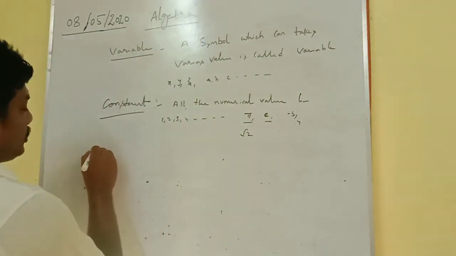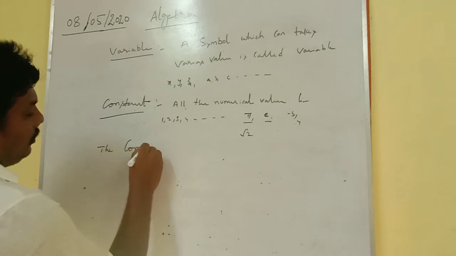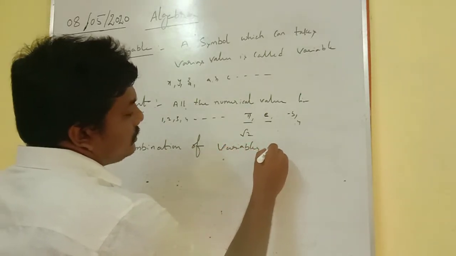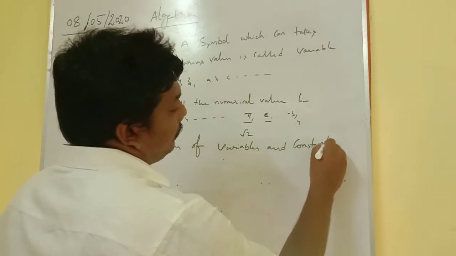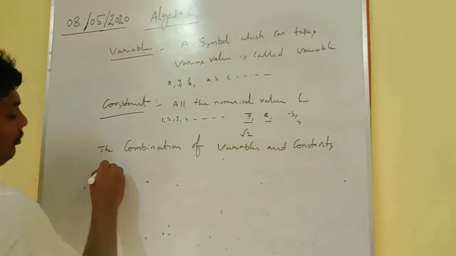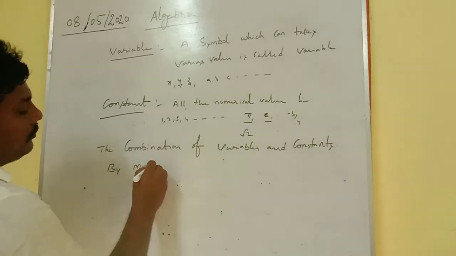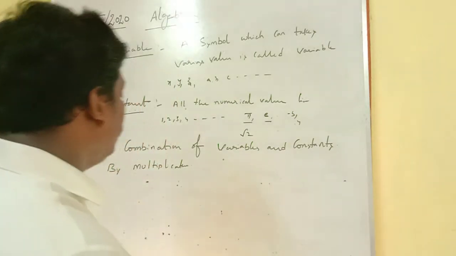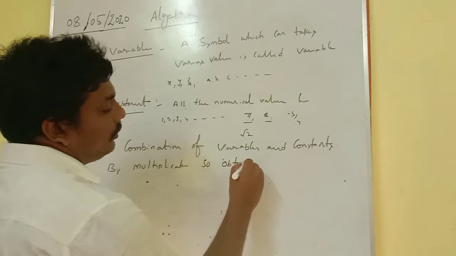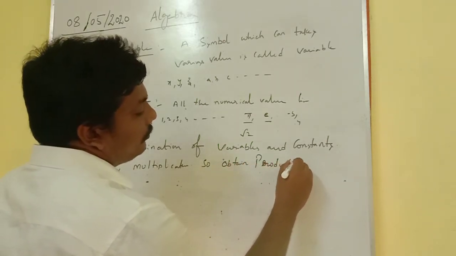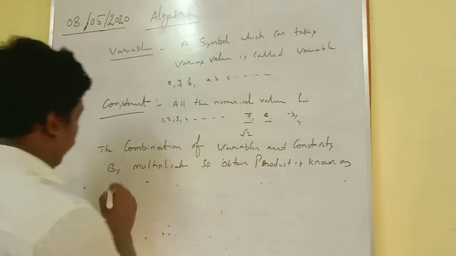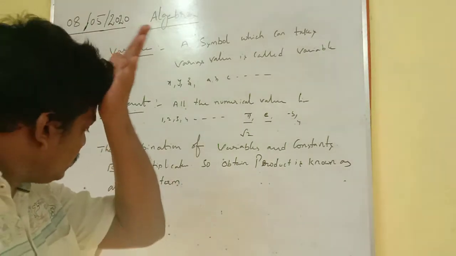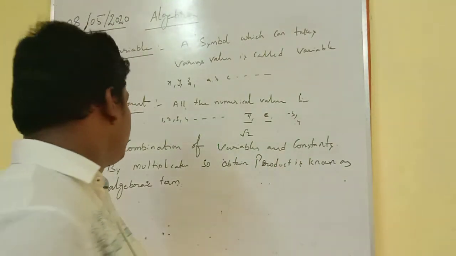The combination of variables and constants by multiplication, the obtained product, is known as an algebraic term.